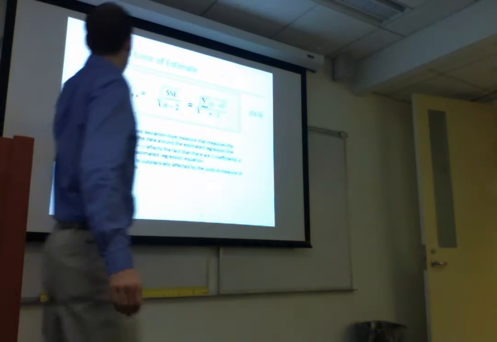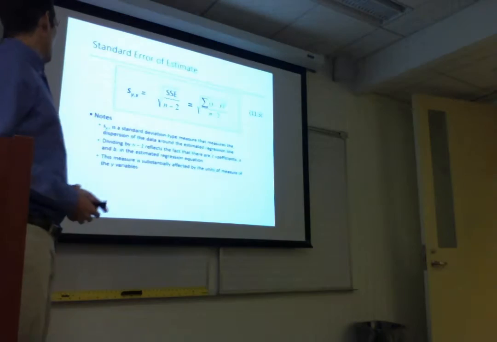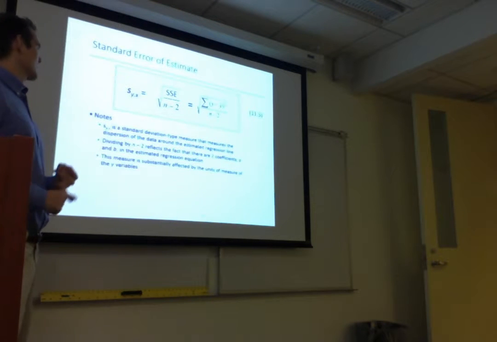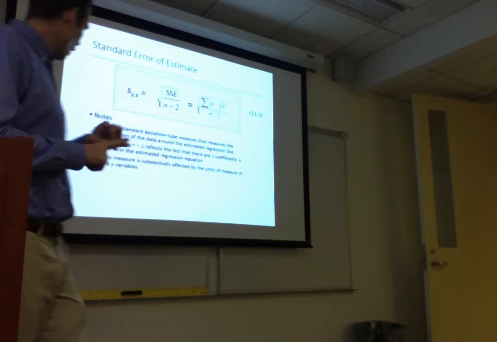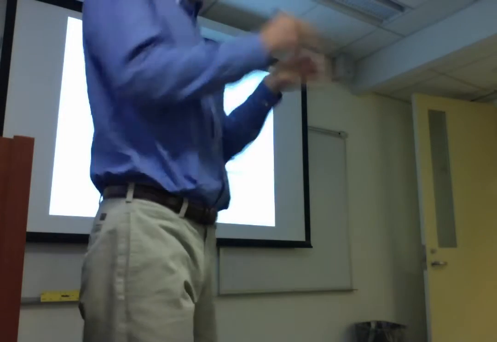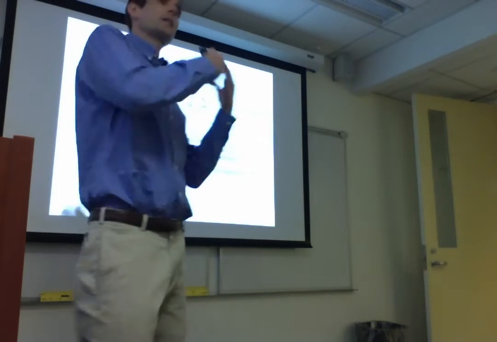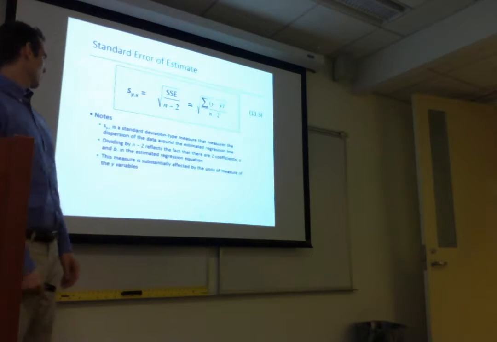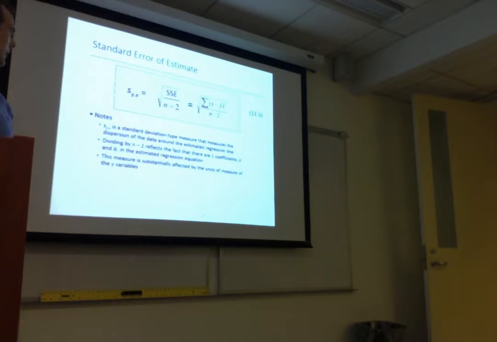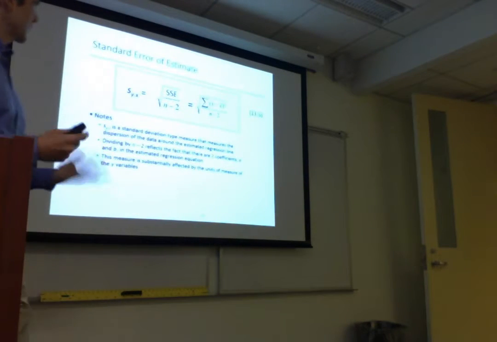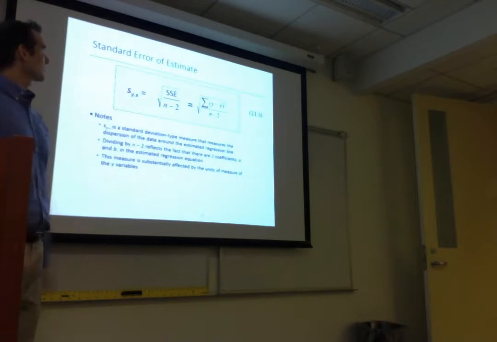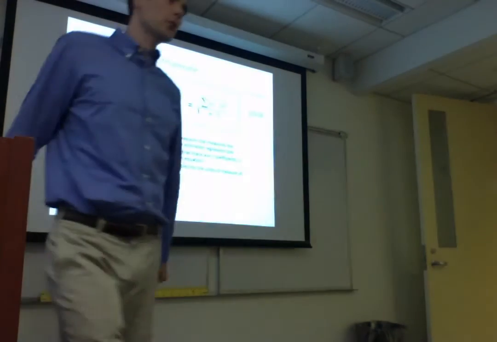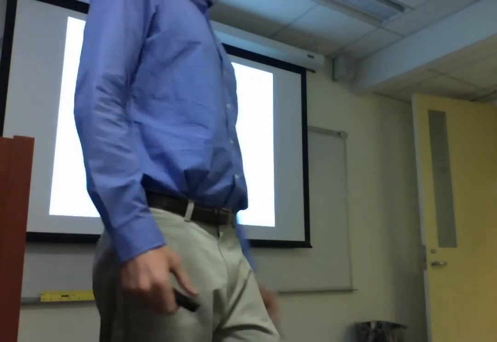It's a standard deviation type measure that measures the dispersion of the data around the estimated regression line. Dividing by n minus 2 reflects the fact that there are 2 coefficients, the y-intercept and the slope, that are being estimated. So there's more missing data that we are trying to estimate. This can be affected by the units of measurement, which is fine, as long as we keep the units of measurement consistent. So the square root of the error divided by n minus 2 gives us a standard deviation metric for this regression line that we've created.